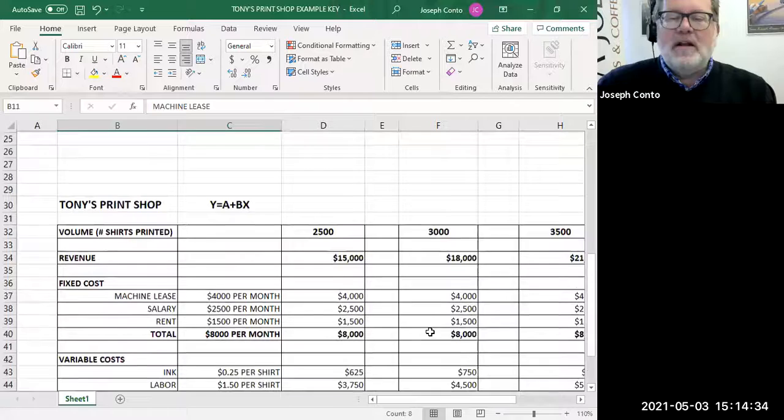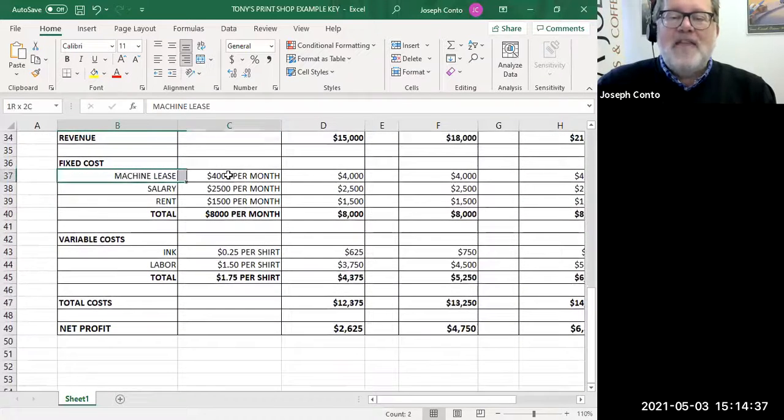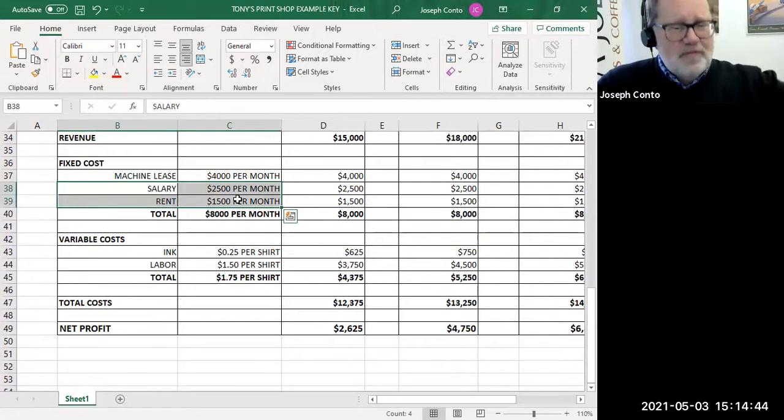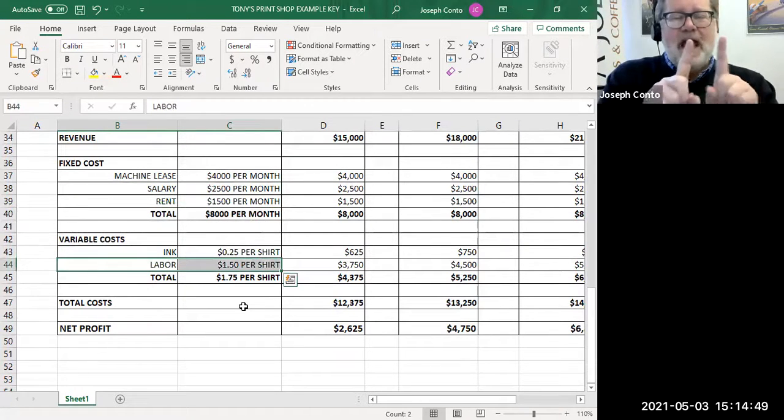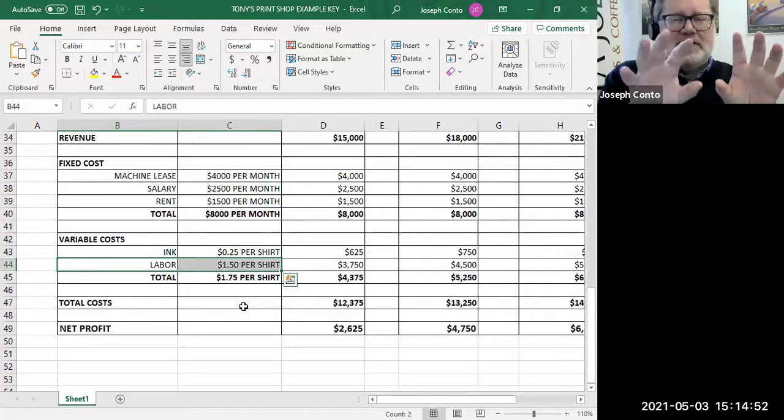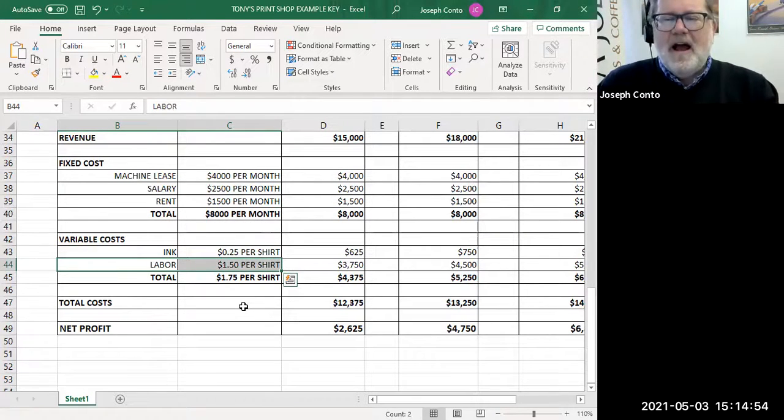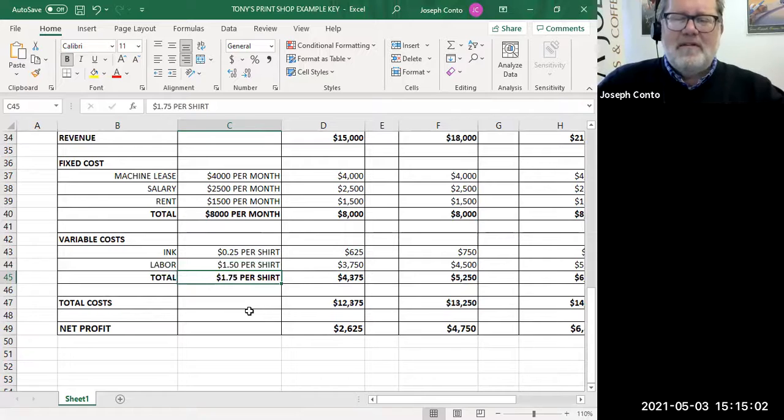So we move down a little bit. Now notice that I have an extra machine. That's another $2,000 a month. My salary doesn't change. My rent doesn't change. I had room for that second machine right in here. But my labor, I have two people now, so not 75 cents a shirt, but 75 plus 75, $1.50 per shirt, because I'm making a lot more shirts. So now it's going to cost me $1.75 for a shirt because of the labor. I'm hiring these people 40 hours a week, regardless of the amount of business I have.